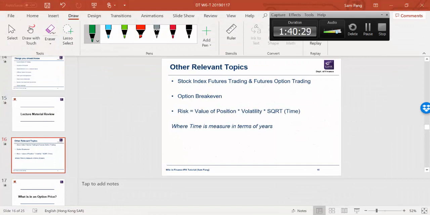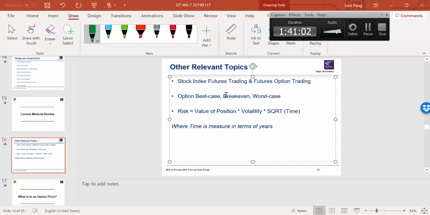The other thing I should mention is that it's not just break even, but when you look at an option, always try to think in terms of best case, break even, and worst case. That's how I like to think about it. Okay, now, very good. Exactly.